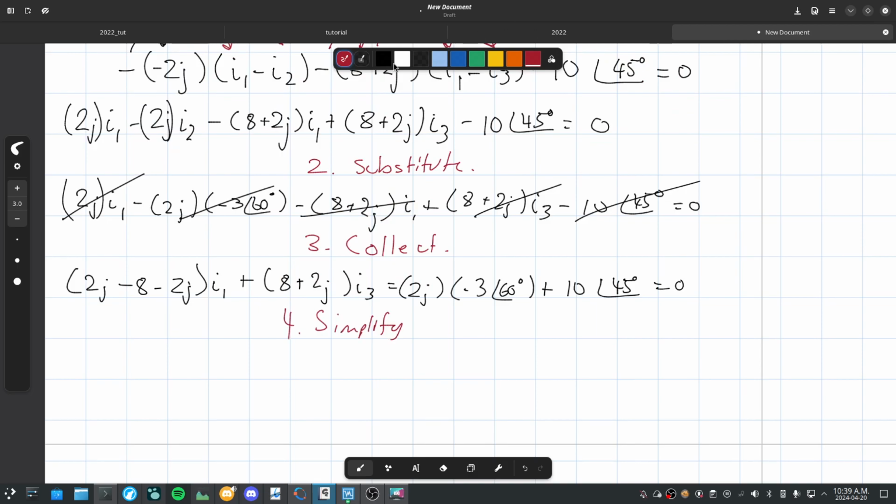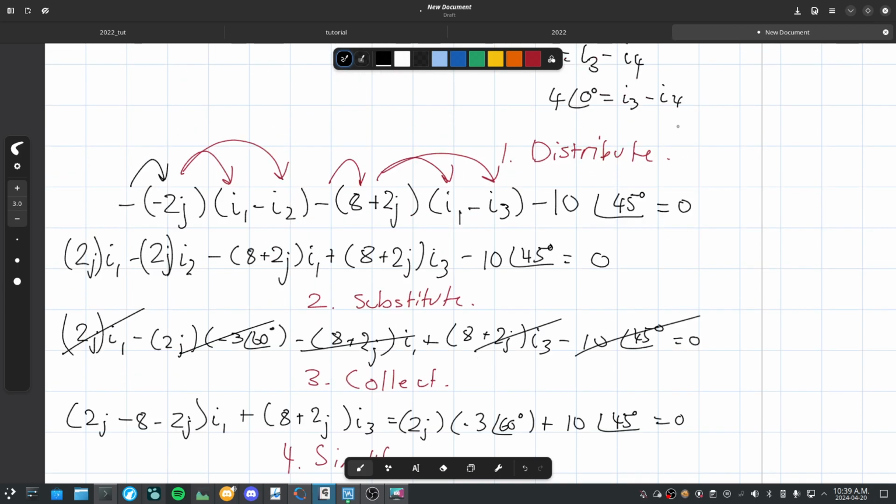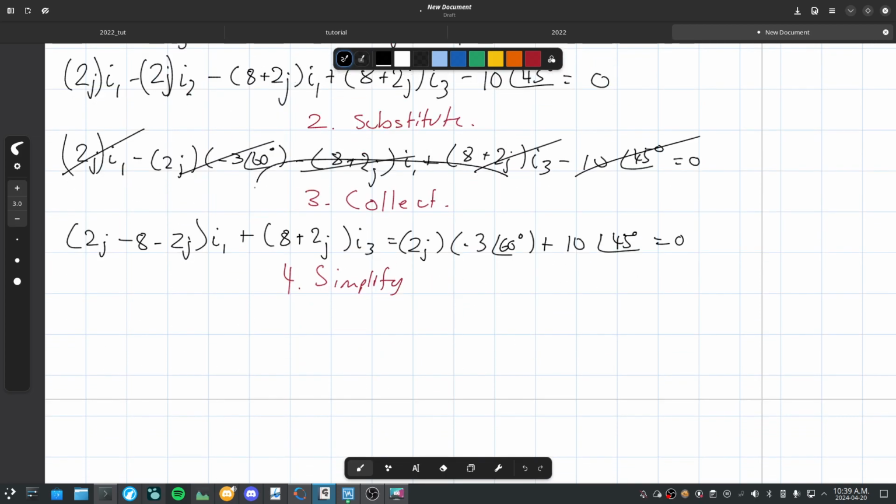That's your fourth step. That's it. Every single time when you have a mesh thing, you're going to go through these 4 steps. You may have to skip one, because it wouldn't change. But those are the 4 steps. Distribute your numbers, substitute any knowns, collect them, and simplify.